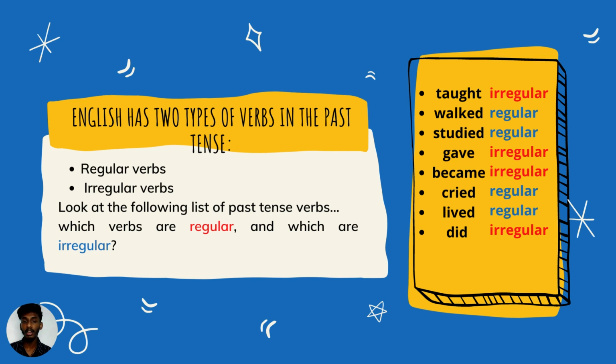The first example is thought, which is an irregular verb. Walked and studied are regular verbs. Gave and became are irregular verbs. Cried and lived are regular verbs. And did, finally, is an irregular verb. How do we define which is a regular and which is an irregular verb? So let us see.